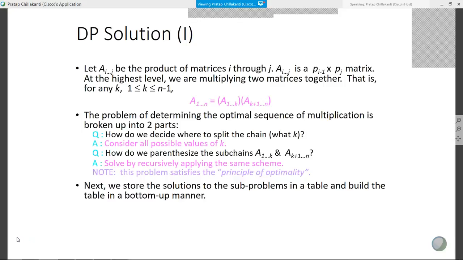So a couple of things here. Again, notation by now should be a piece of cake for you. Let A i to j be the product of matrices i through j. We know that. Then it's a P(i-1) times Pj matrix. We know the dimensions because we said P0 to Pn are the dimensions. If it is Ai, then we always say P(i-1), and the other dimension will correspond to the j.